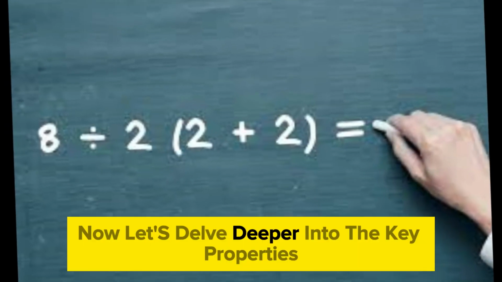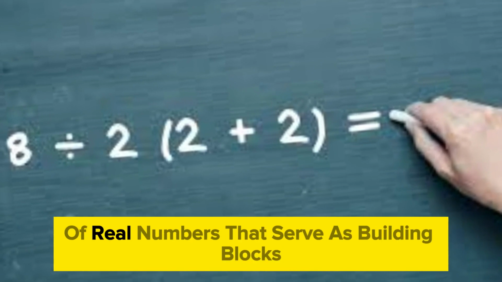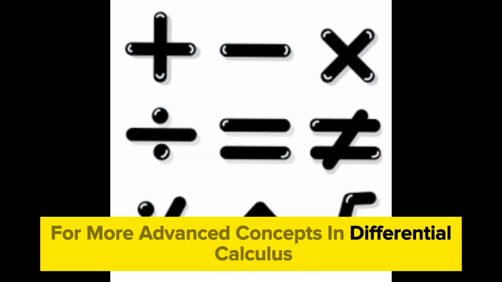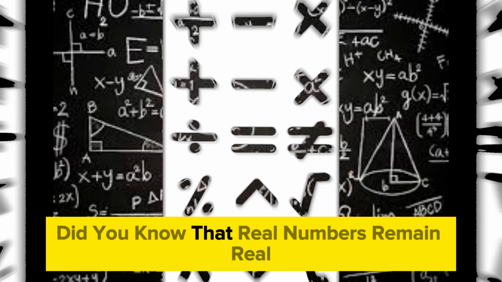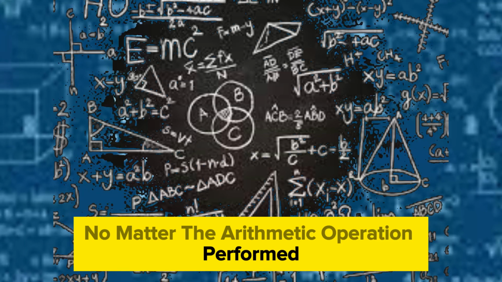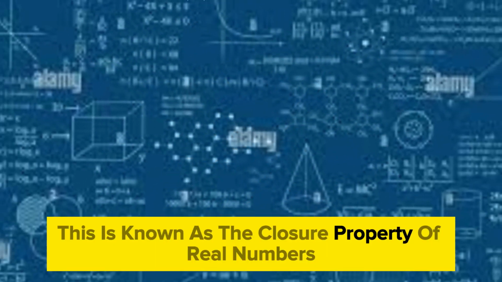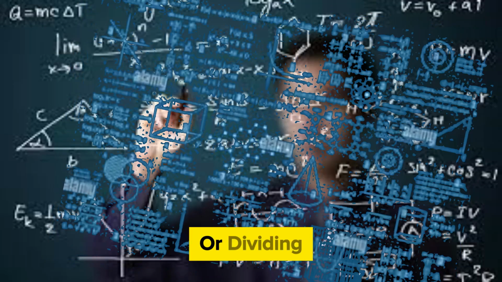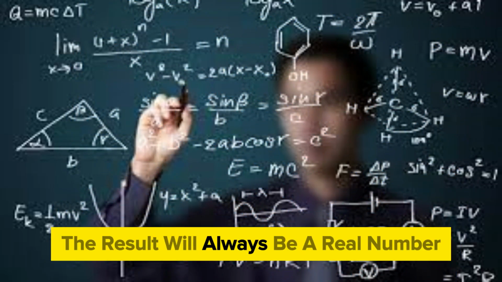Now let's delve deeper into the key properties of real numbers that serve as building blocks for more advanced concepts in differential calculus. Did you know that real numbers remain real, no matter the arithmetic operation performed? This is known as the closure property of real numbers. Whether you're adding, subtracting, multiplying, or dividing, the result will always be a real number.